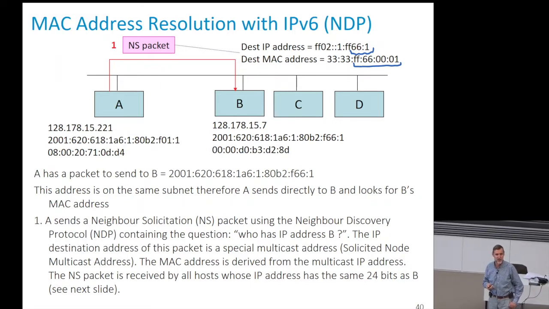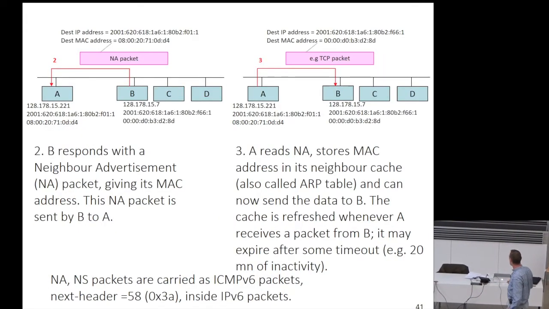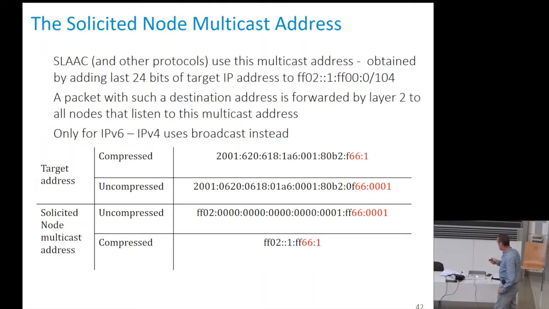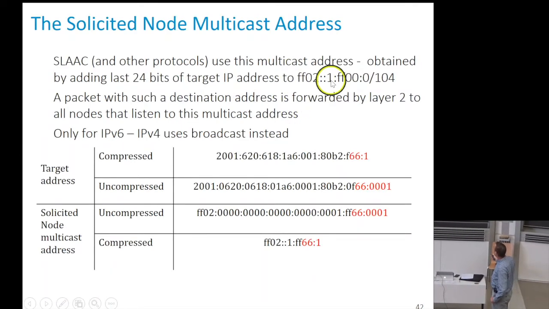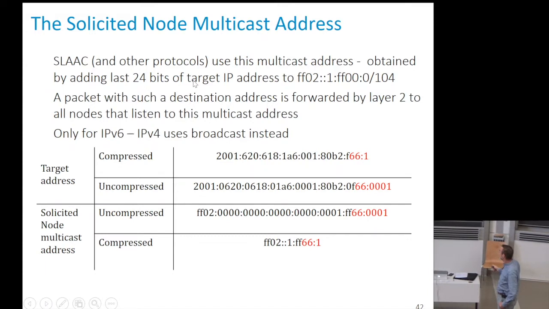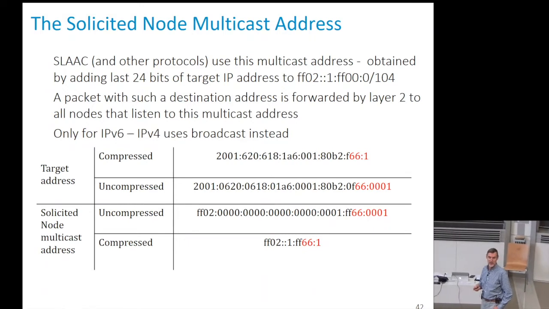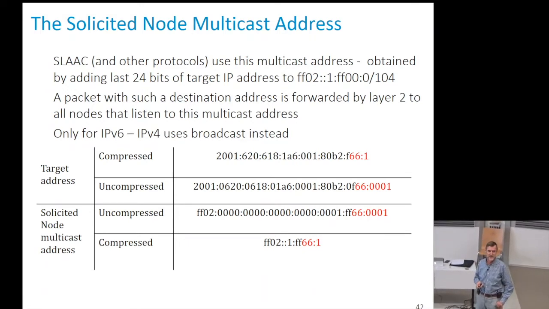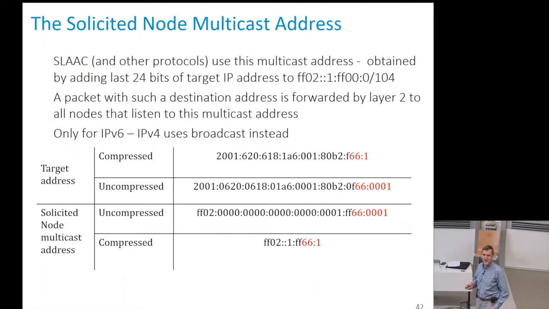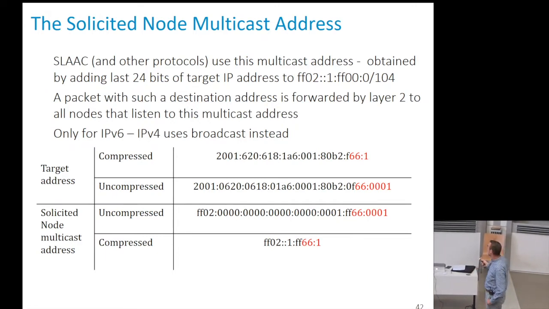In IPv6, this is done by creating what is called a solicited node multicast address, which is explained here. It's a multicast address, and it's made out of the last 24 bits of the target IP address. So if the target IP address is this one, 24 bits means how many hexadecimal digits? 6. So we should take the last 6 digits of the address, except now there's a trick. It's not the last 6 in this notation, but in the uncompressed notation. So you need to uncompress first to take the last 6 digits.